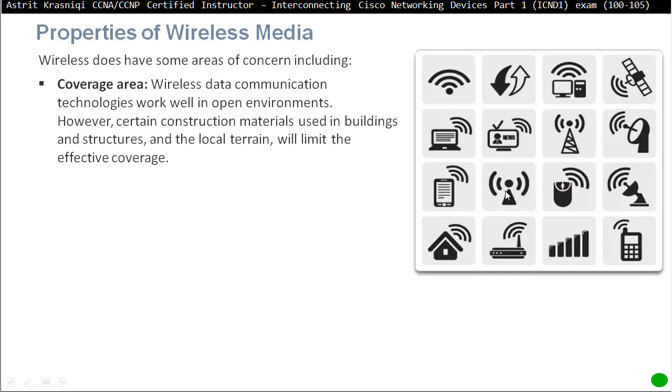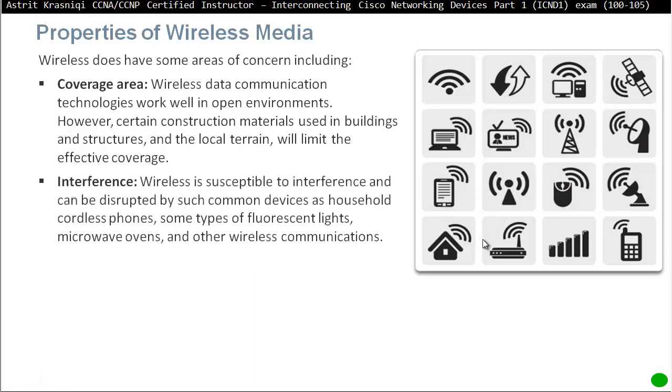Wireless data communication technologies work well in open environments. So if you're in a field with nothing between you and the access point, great, you can go to further distances. But if you have buildings, structures and local terrain, that will limit the effective coverage. The second concern, what do you think it is? Okay, the second concern will be interference.